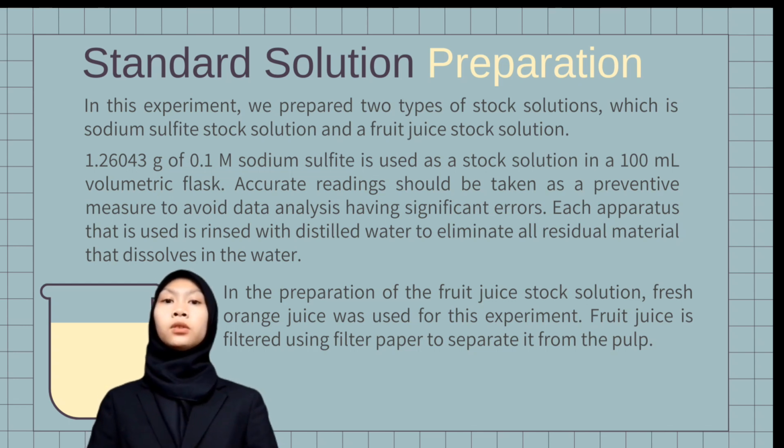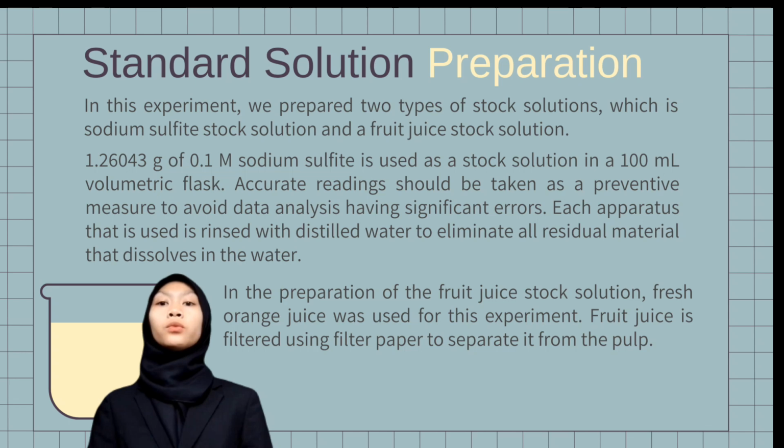For the standard solution preparation, in this experiment, we prepared two types of stock solution, which are sodium sulfide stock solution and fruit juice stock solution. For the sodium sulfide stock solution, we use 1.26043 gram of 0.1 M sodium sulfide as a stock solution in a 100 milliliter volumetric flask. Accurate reading should be taken as a preventive measure to avoid data analysis having significant error.